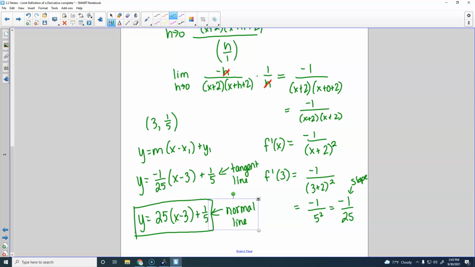Most questions you're going to get will ask for that tangent line. You're not going to see the normal line much. I'm just throwing it in here because there are some old AP questions that I like to give sometimes that ask for the normal line instead of the tangent line. And it's just one little flip.